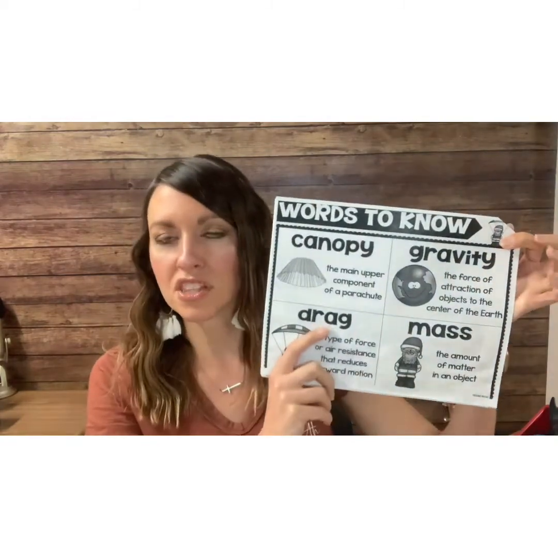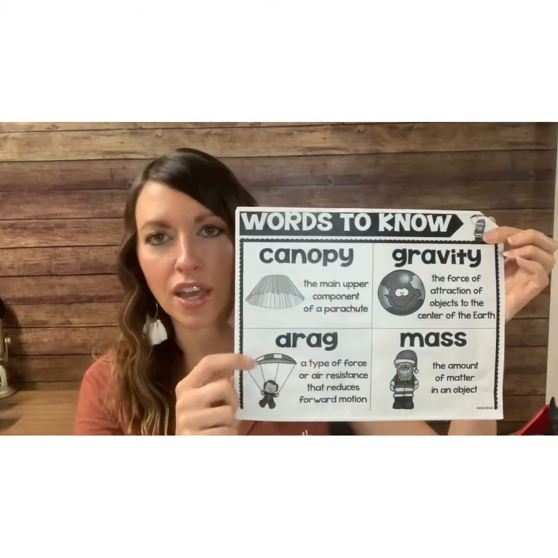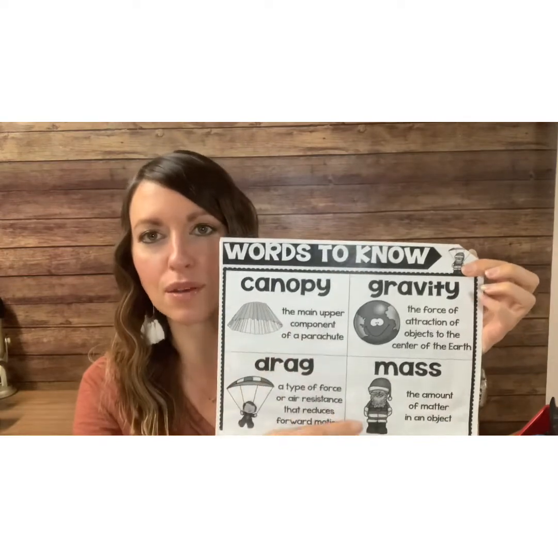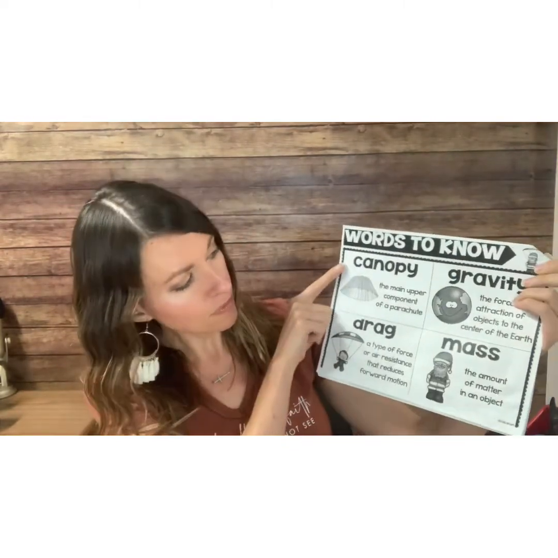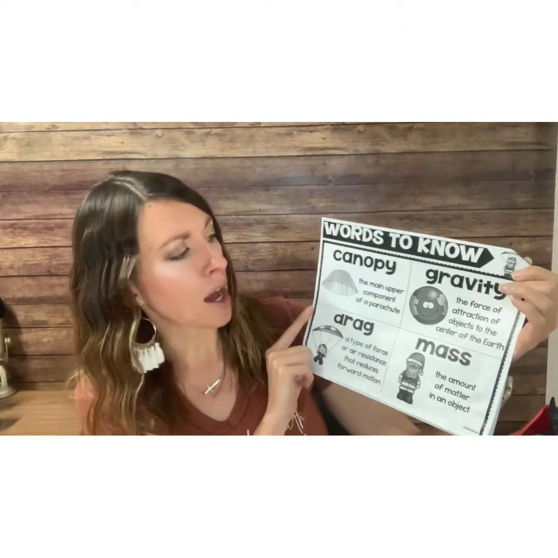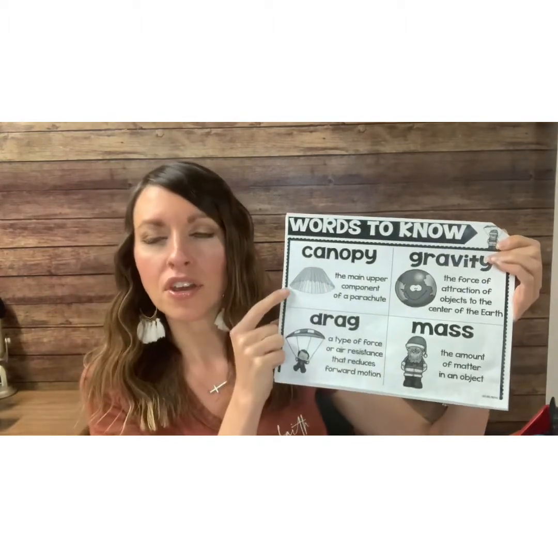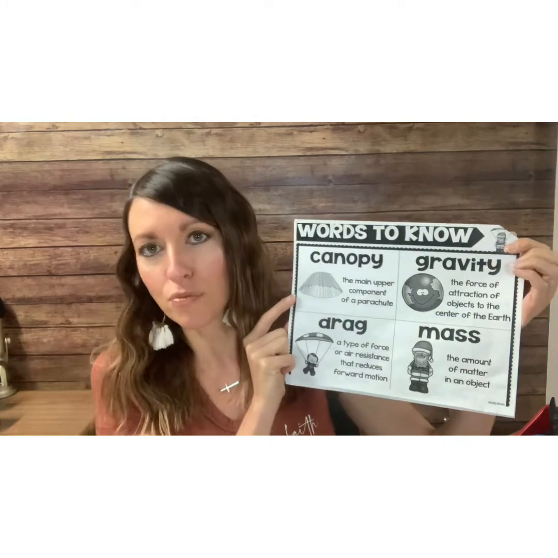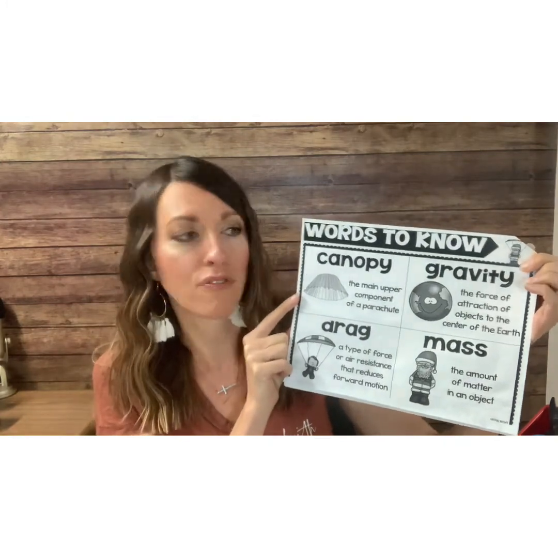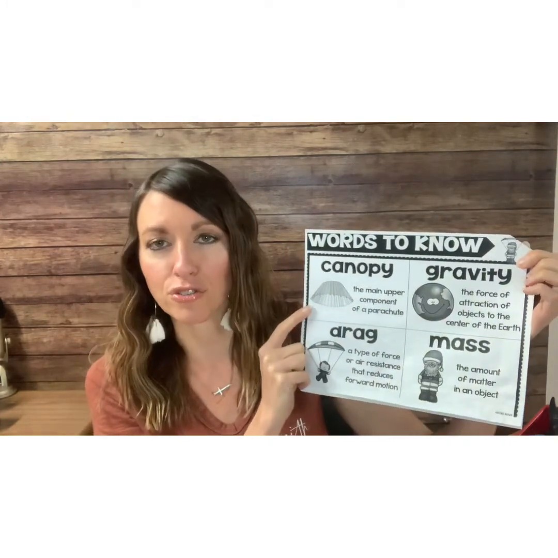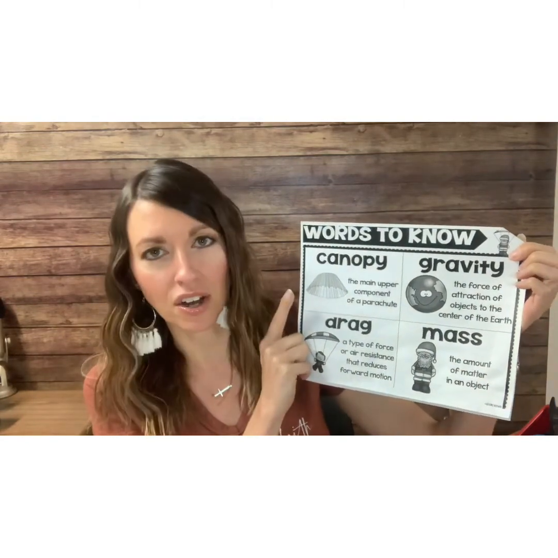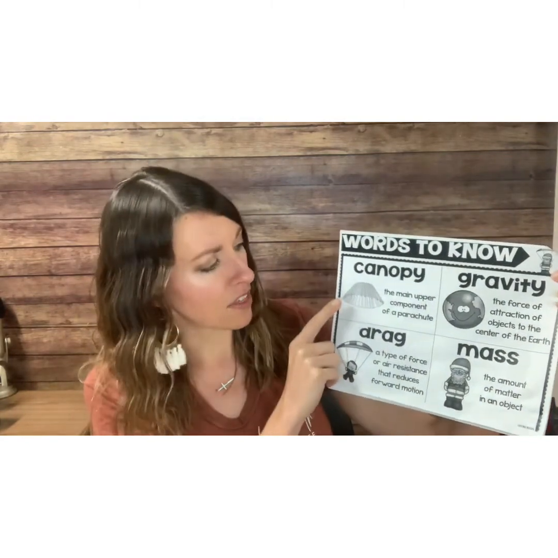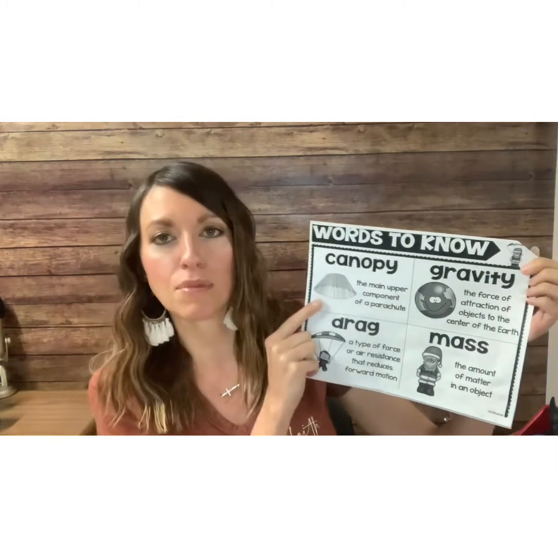So I'll go ahead and read these with you right now, so that when you look in your STEM journal, you can see them again, look a little closer at them. A canopy is the main upper component of a parachute. The canopy that I provided you with, and you may choose to use something else, but the one I provided you with was a coffee filter. So in your at-home folder, your big manila envelope, you're going to see that you have a coffee filter that can be used as your parachute when we get to our design.